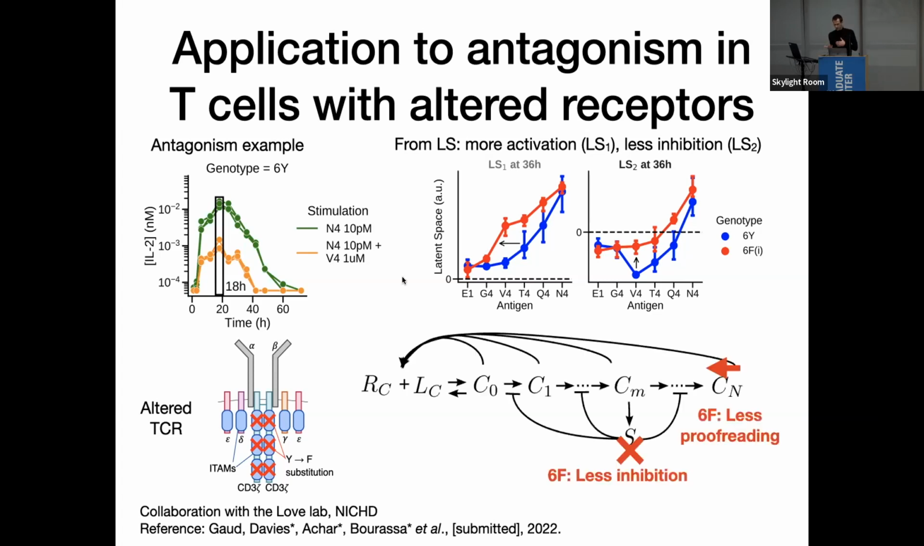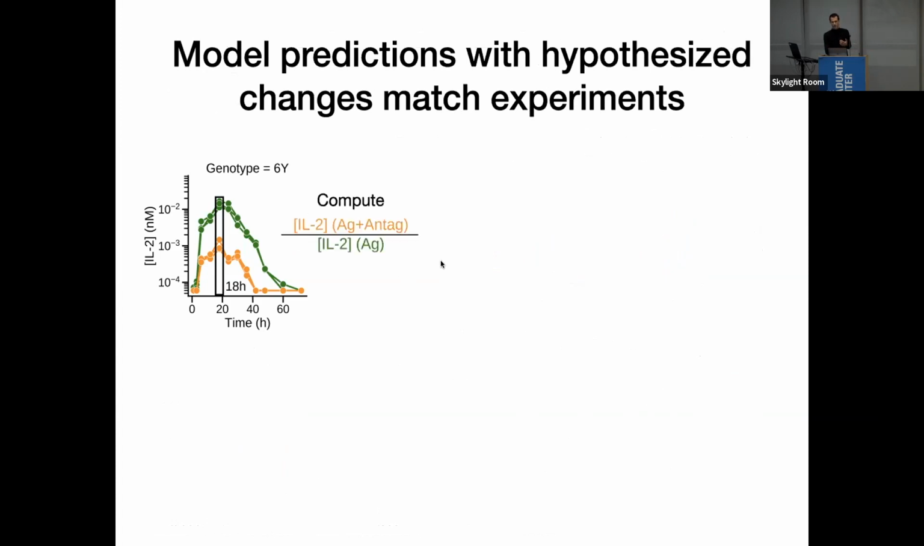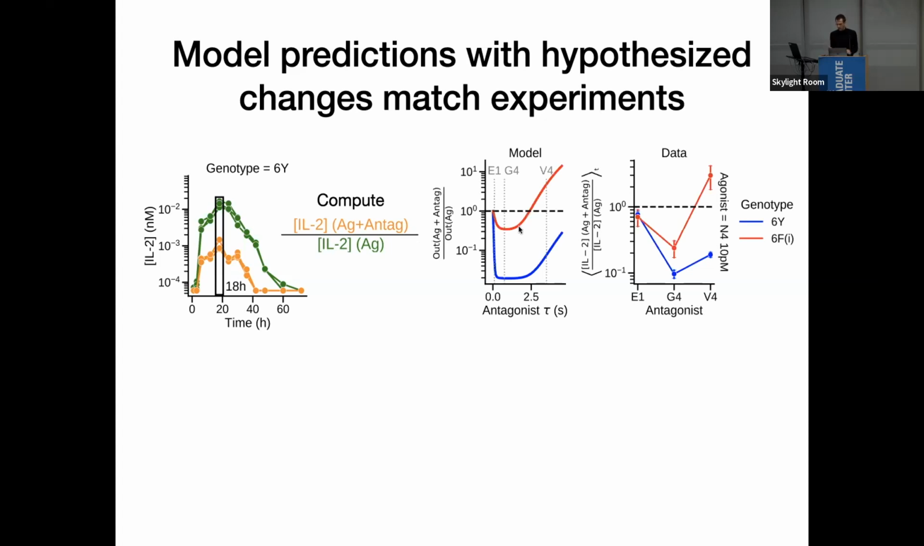So we implemented those two insights in our simple kinetic proofreading model with a few bells and whistles that I can tell you more about later if you want. But basically, we reduced the amount of negative feedback. We reduced the number of proofreading steps, so it's more responsive to weak antigens. And we made predictions then about antagonism based on that model. So in particular, we looked at the ratio of the response to the mixture divided by the response to the agonist alone. And if that's lower than 1, it means you lower the response, it means there's antagonism. And qualitatively, at least, the patterns predicted by the model matched the data.